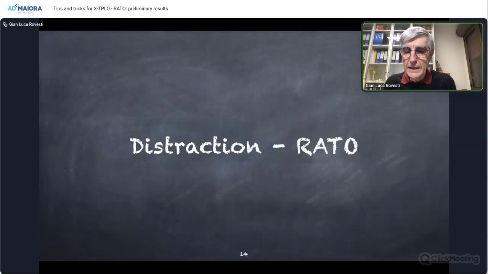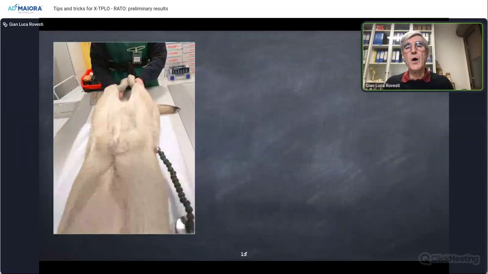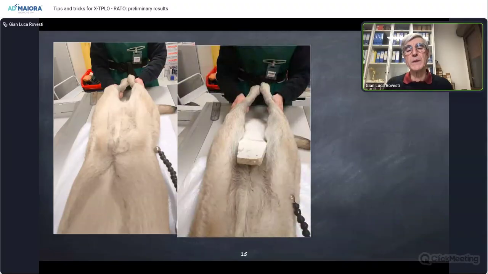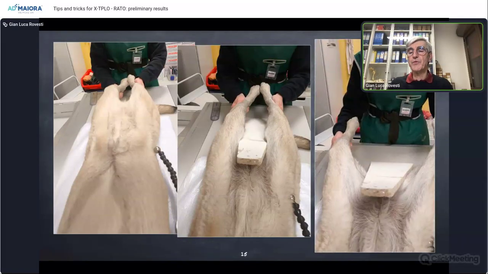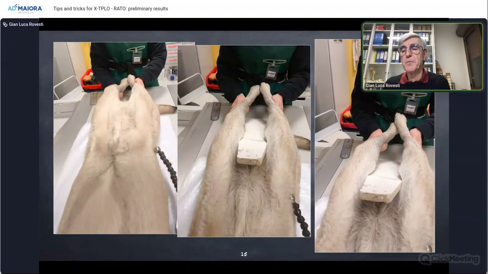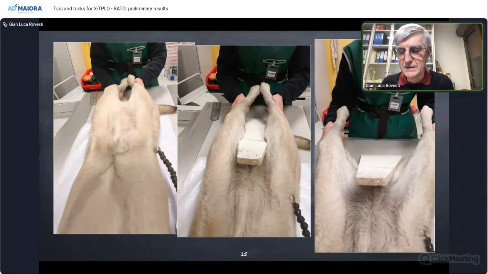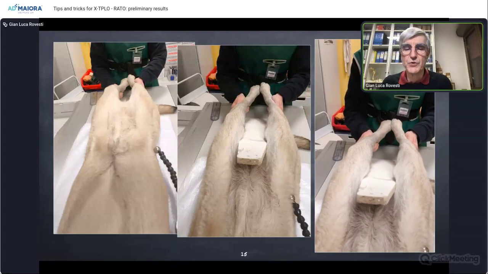I usually like to perform a little bit of distraction that is not the standard distraction, but is the specific distraction, simply to appreciate if we have more laxity than the one that I see from the extended projection, okay? And this is performed quite simply by putting this kind of distractor between the thighs and performing this simple compression test and taking this projection.